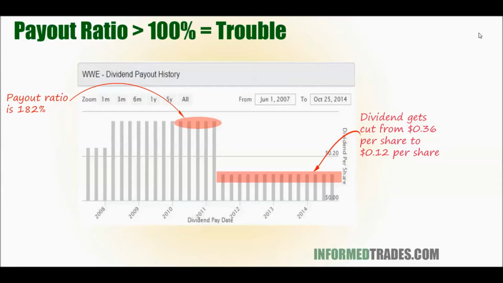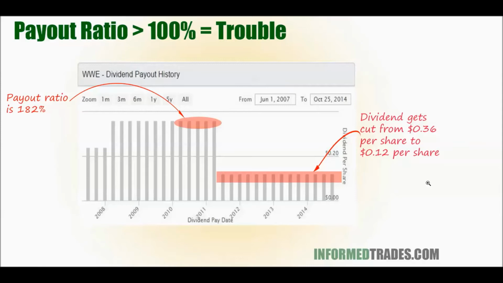On the screen right now, you're seeing a chart of WWE, a publicly traded company. What you're seeing on the chart is the dividend per share, and you see it was much higher, and then all of a sudden, in mid-2011, it got cut. Now, the payout ratio when the dividends were much higher was 182%. So they were paying out almost double the amount of their annual income. That was unsustainable. Then in mid-2011, they had to cut their dividend substantially from 36 cents per share to 12 cents per share.